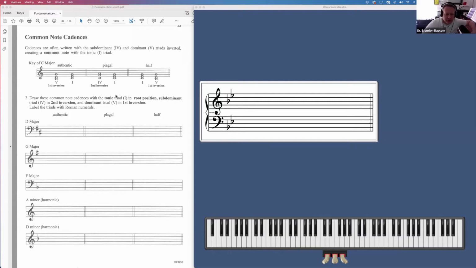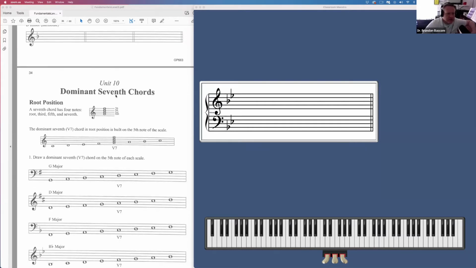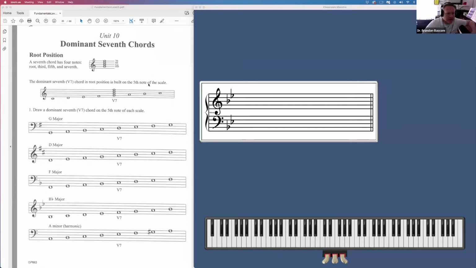Moving on to unit 10, we are going to go over the dominant seventh chords. A dominant seventh chord is a 4-note chord. We have our triad on the bottom, and then we're adding a seventh on top. They are all skips.